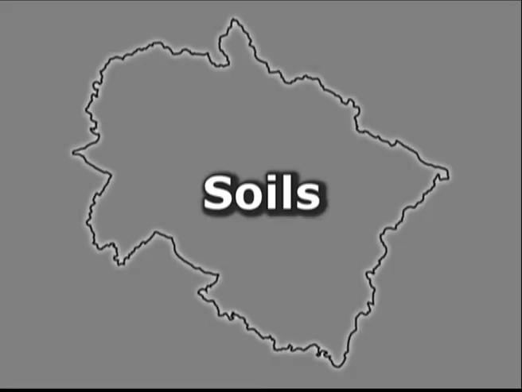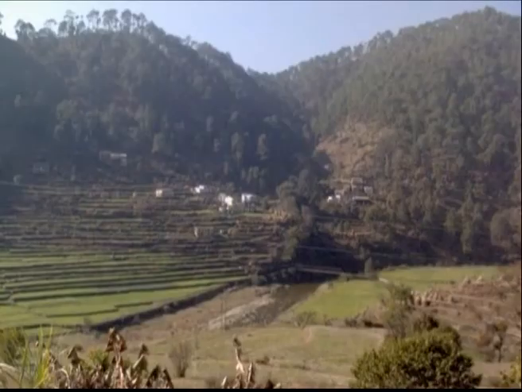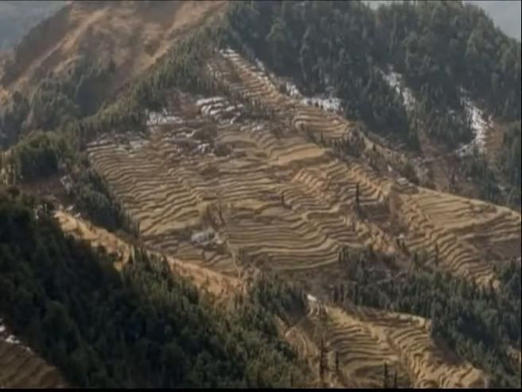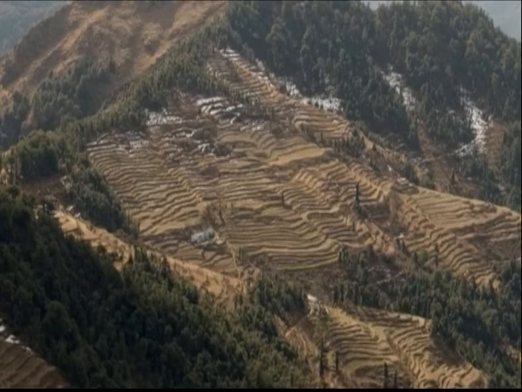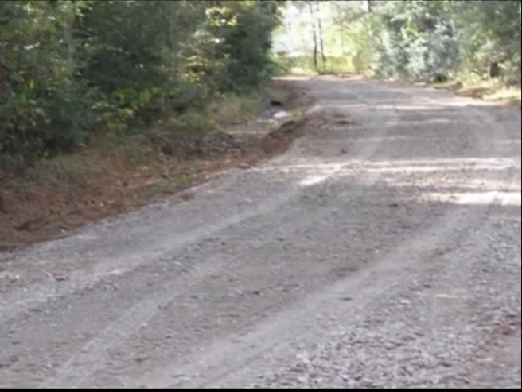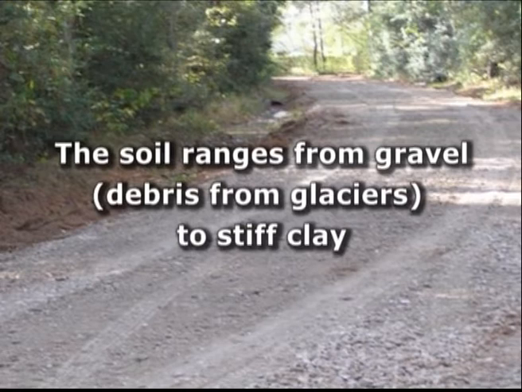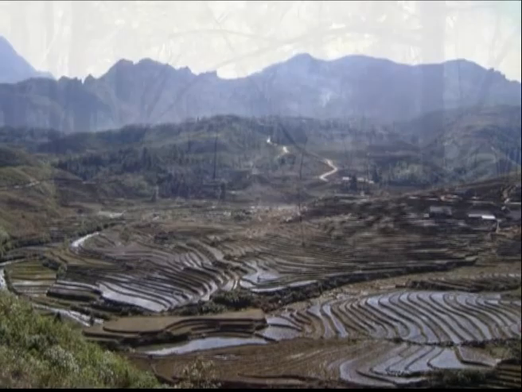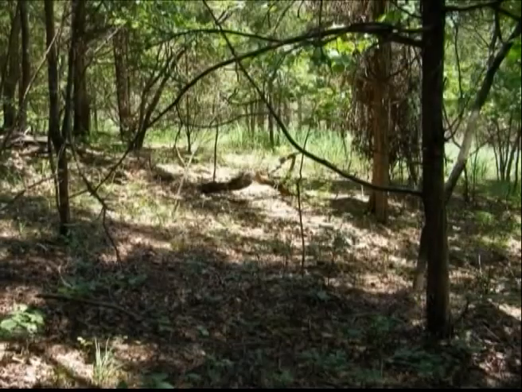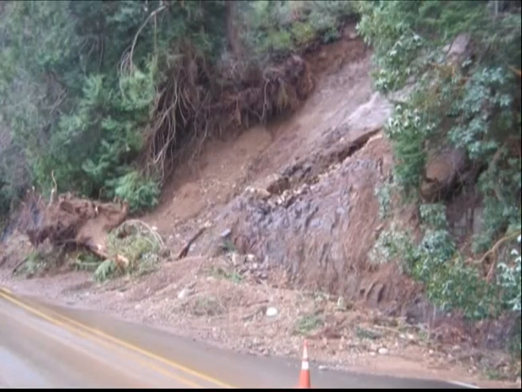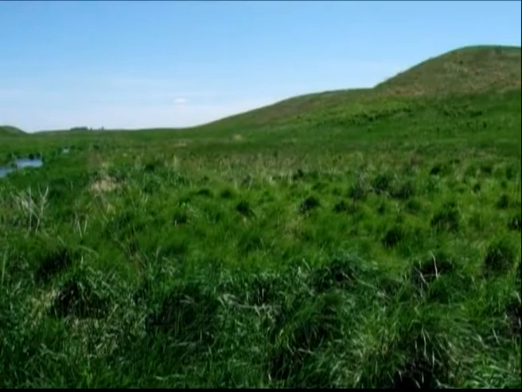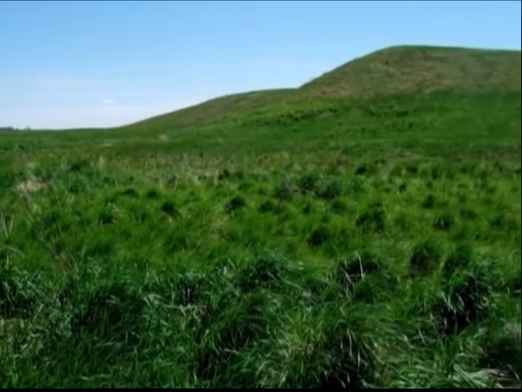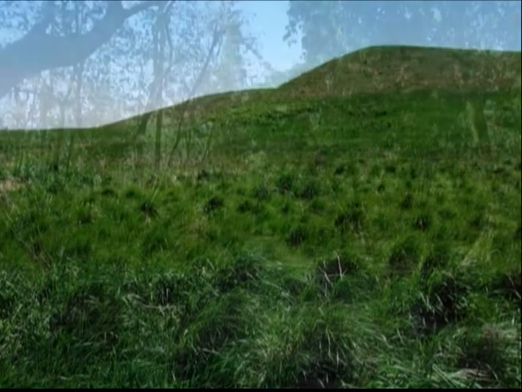Soils. Uttarakhand has various types of soils, all of which are susceptible to soil erosion. In the north, the soil ranges from gravel, debris from glaciers, to stiff clay. Brown forest soil, often shallow, gravelly, and rich in organic content, is found farther to the south.